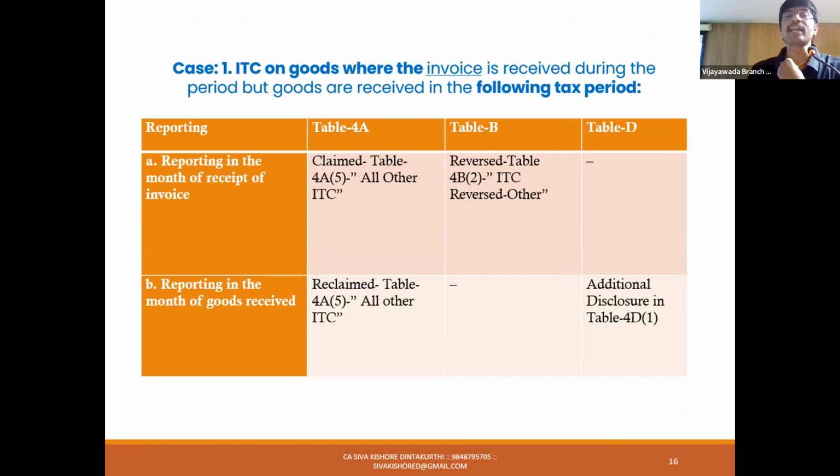Case 1: ITC on goods where the invoice is received during the period but the goods are received in the following tax period. The invoice is now in September, but the goods are received in October or November. What should you do then? First it comes under all other ITC. Avail it in all other ITC, reverse it in 4B2. Next month, in the month in which the goods are received, again avail it in 4A5. Since it is not there in 2B, you are required to disclose in 4D1. That is nothing but borrowing from the previous reversals. Okay.